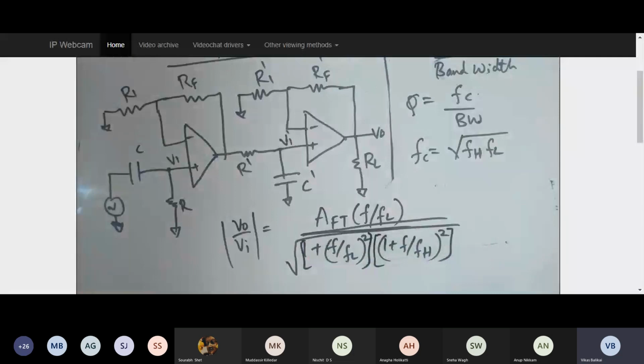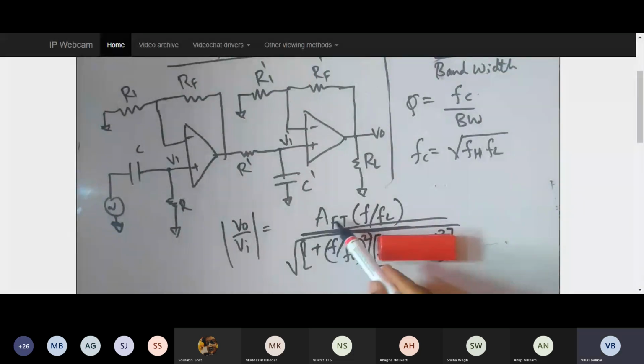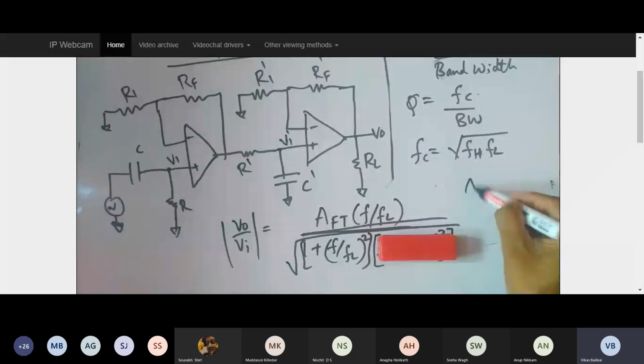So this is my equation. If I just remove this portion, how exactly is it looking? It is looking like an A of, what is this, AFT? AFT is nothing but AF only. Usually this is nothing but pass band only.